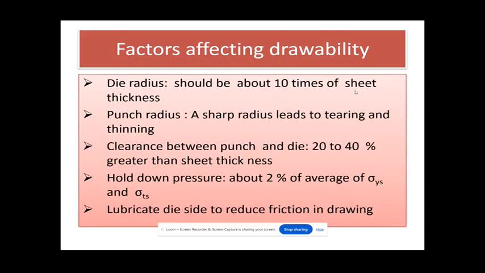Then we talk about hold down pressure. Hold down pressure can be calculated using this expression. That is roughly 2% of the average of yield stress plus tensile stress of the material. Then lubricate the die side only. Don't lubricate the punch side.